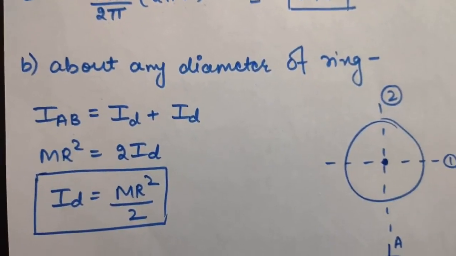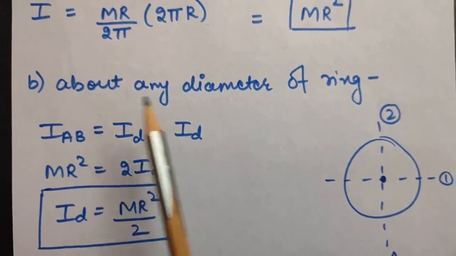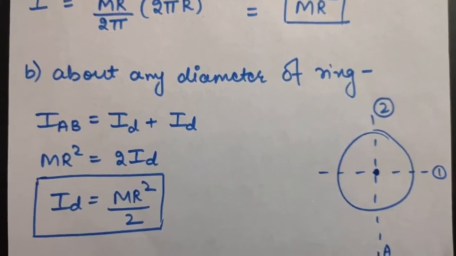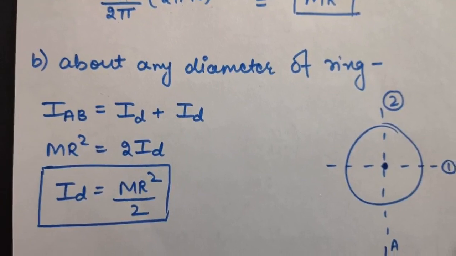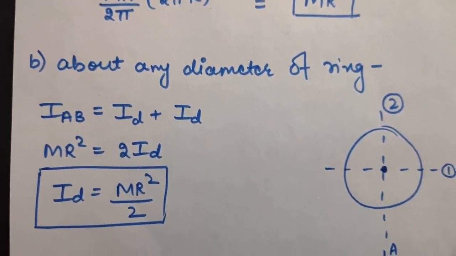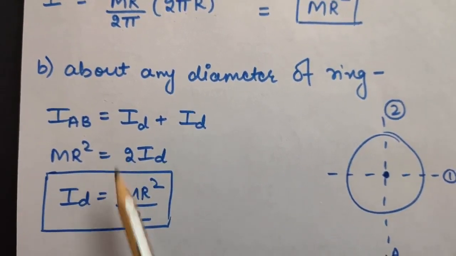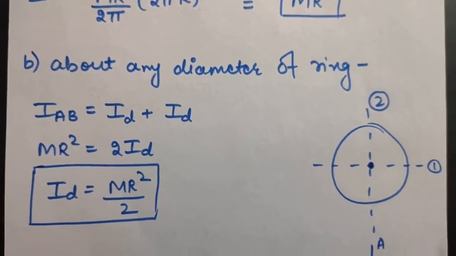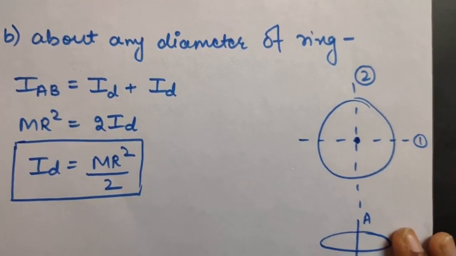So the second case for the ring is the moment of inertia about any diameter of the ring. Now for calculating this, we will use the perpendicular axis theorem, and you will see that it will come in 2 steps only. So now look here at how we can do that.